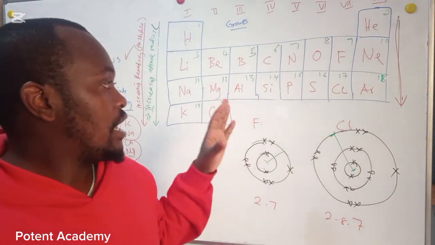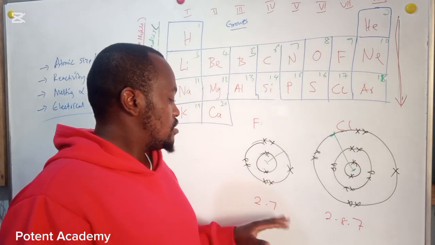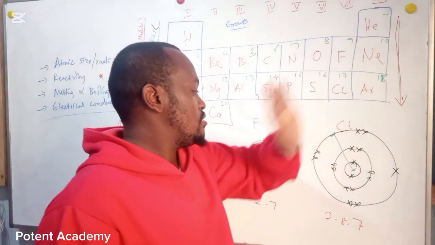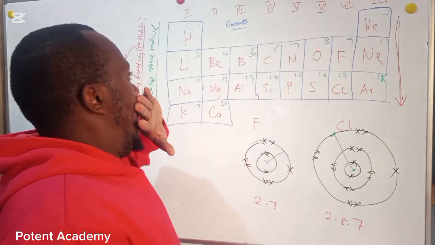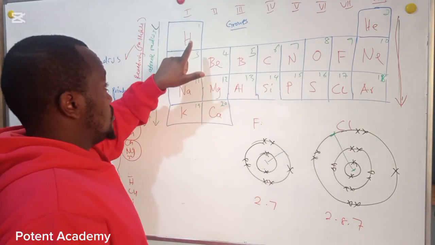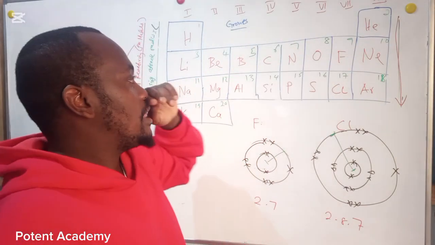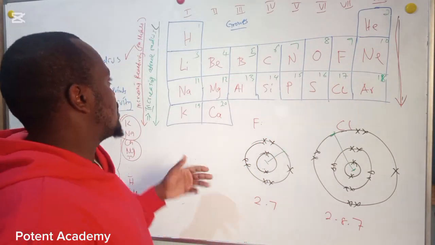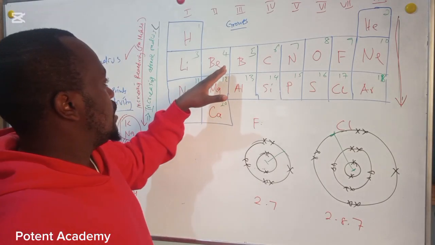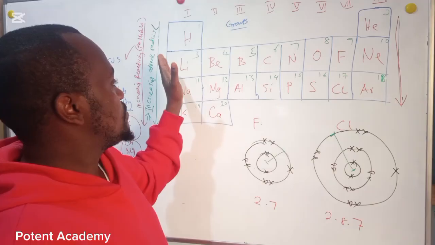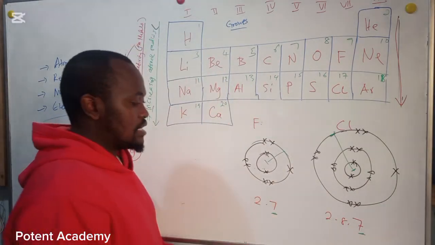We said for an element to react, it needs to have either 8 here, or to have a 2 like this one, just 2, and not any other number. So, excuse me, apart from hydrogen and helium that could react and have a stable electronic configuration of 2, and also lithium and beryllium and boron, these are metals. The rest will always want to gain or lose to make sure it has an 8.